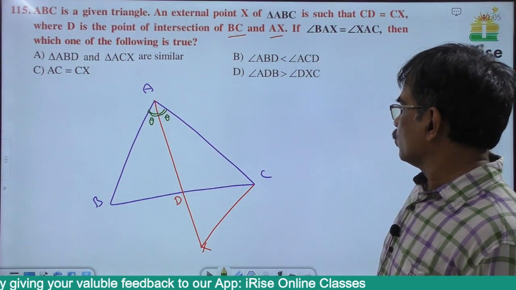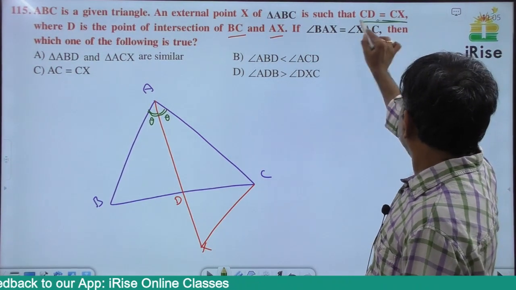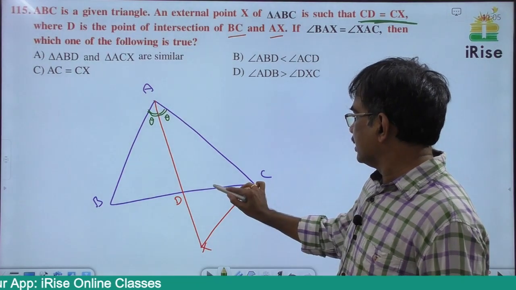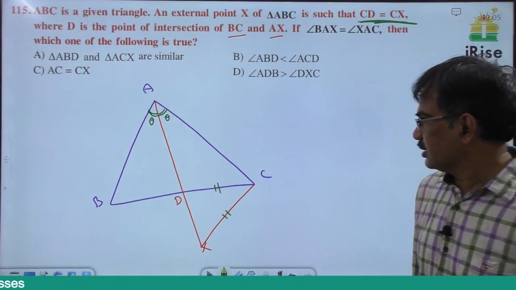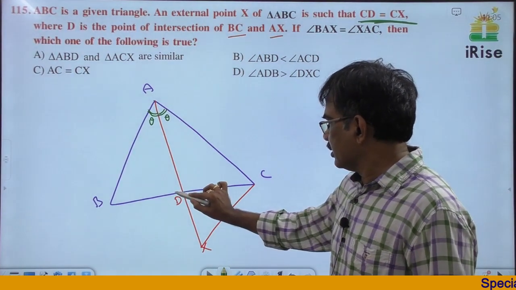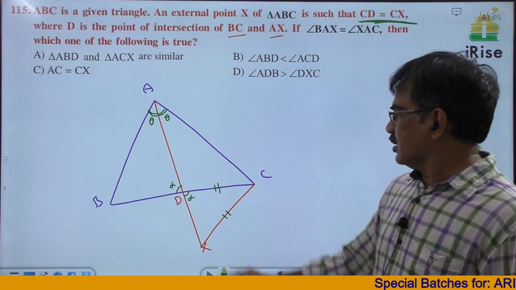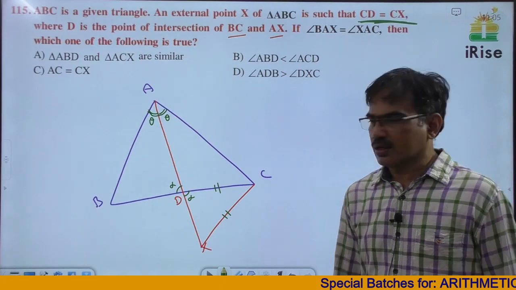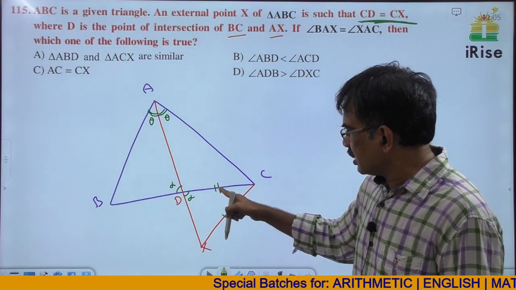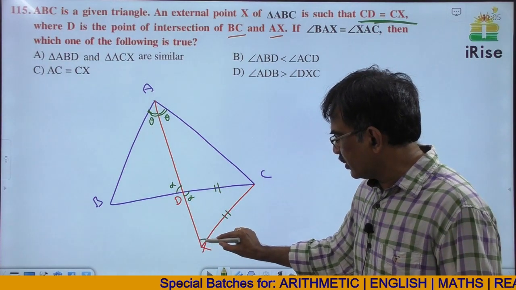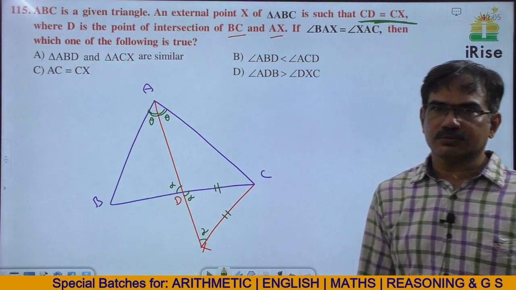Then which of the following is true? Here the condition CD is equal to CX given. CD, this length is equal to this length. These two are equal lengths. And one more important thing, this angle must be same as this angle. If this is alpha, this is also alpha. Vertically opposite angles are equal. And according to this condition, these two sides are equal in this triangle. Opposite to this is alpha, opposite to this is also alpha, so this is also alpha. Two sides are equal, opposite angles are equal.